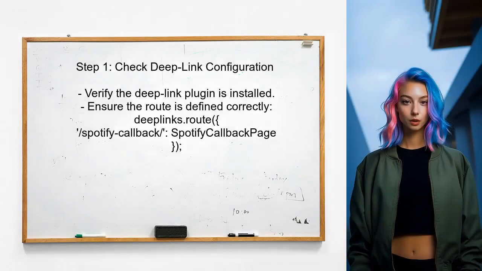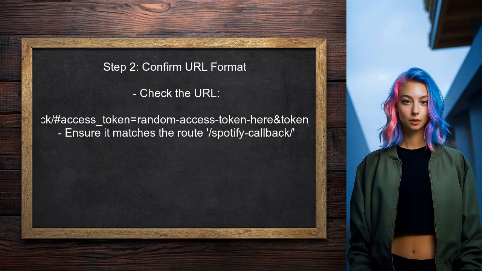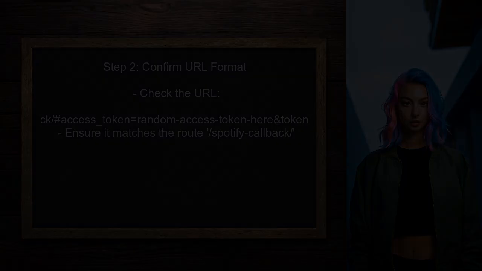To begin resolving the deep link issue, the user should first check the configuration of the deep link plugin in their Ionic application. It's essential to ensure that the route is correctly defined. Next, the user should confirm that the URL being redirected to matches the defined route. The URL must not only match the path, but also be formatted correctly.